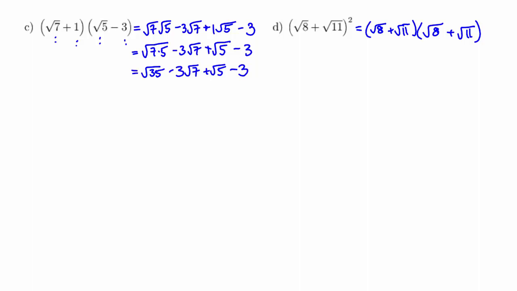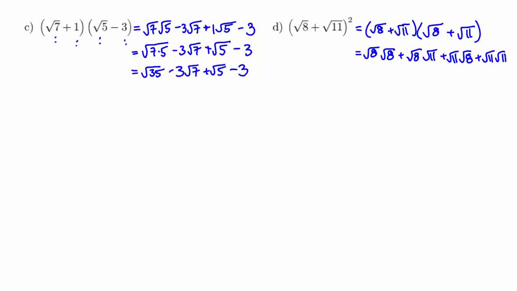So I've broken it down. I've taken that squared and made it a product of the square root of 8 plus 11 times itself, and now I'm going to use FOIL to keep track of all of my terms. So I'll multiply the first two, so I'll have the square root of 8 times the square root of 8. Then I'm going to add the product of the first and the outside, so square root 8 times square root 11. And then I'll do the inside, and so I'll have the square root of 11 times the square root of 8. And then on the last one, I have the square root of 11 times itself. So write square root 11, square root 11.